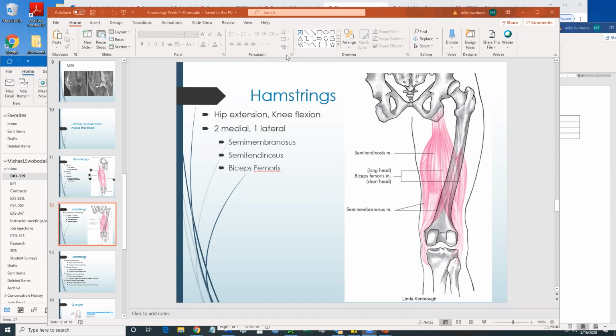Hamstrings are in back. You have three hamstring muscles and they're grouped into two sides. So your semi muscles are medial. Your biceps is lateral. So these here are your semis: semimembranosus, semitendinosus. The way you can remember it, there's more M's in those than there are here. So because there's more M's, they are medial. Biceps is lateral.